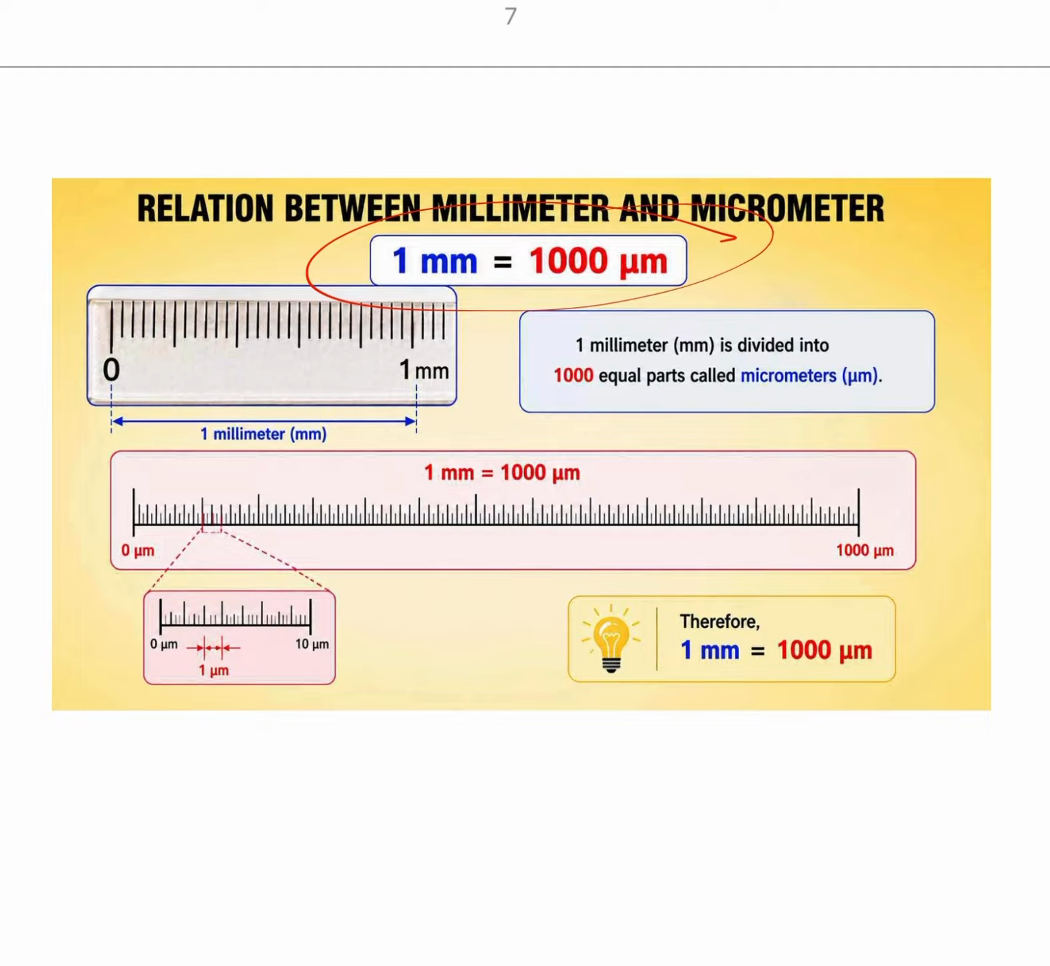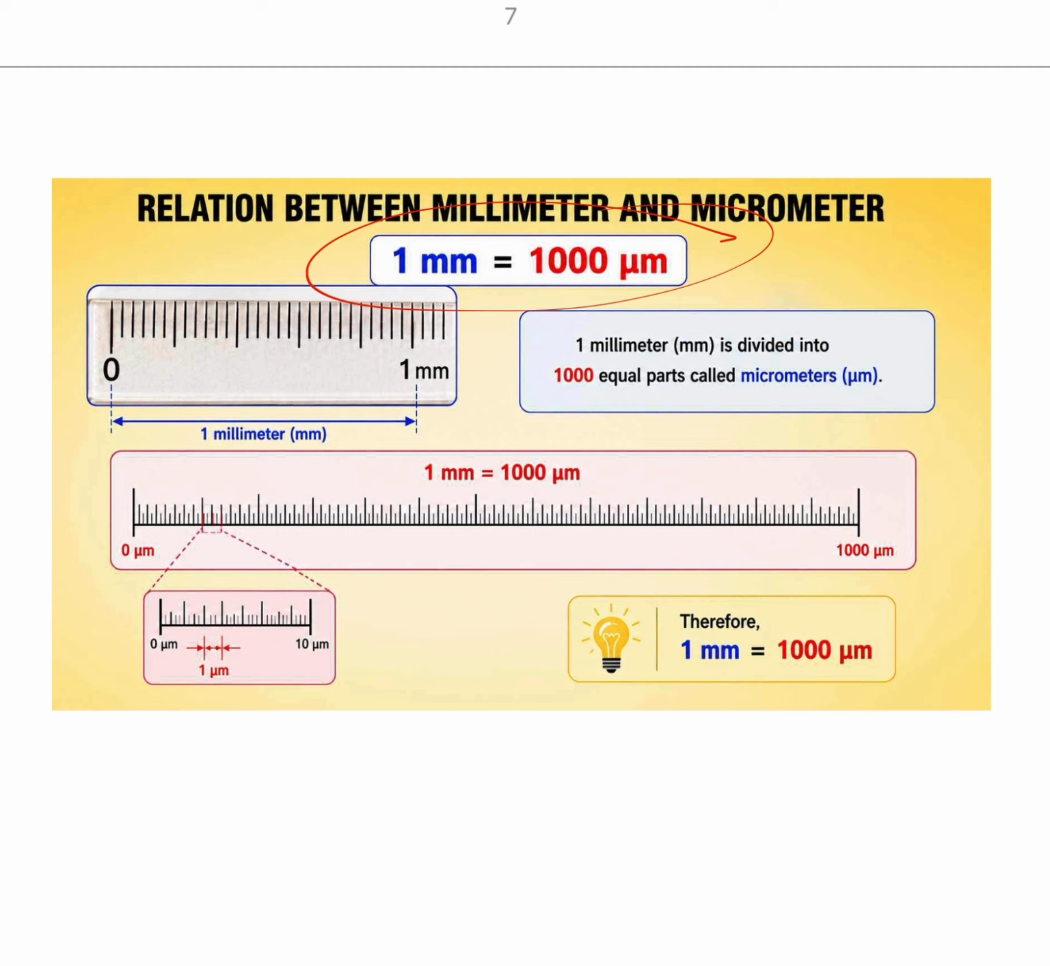1 millimeter. In the geometry box scale, you have the 1 millimeter mark. Identify it, take it in your hand and identify. After that, divide that 1 millimeter into 1000 parts. Then one part becomes the micrometer. So obviously you can see 1 millimeter divided into 1000 parts gives you 1 micrometer.